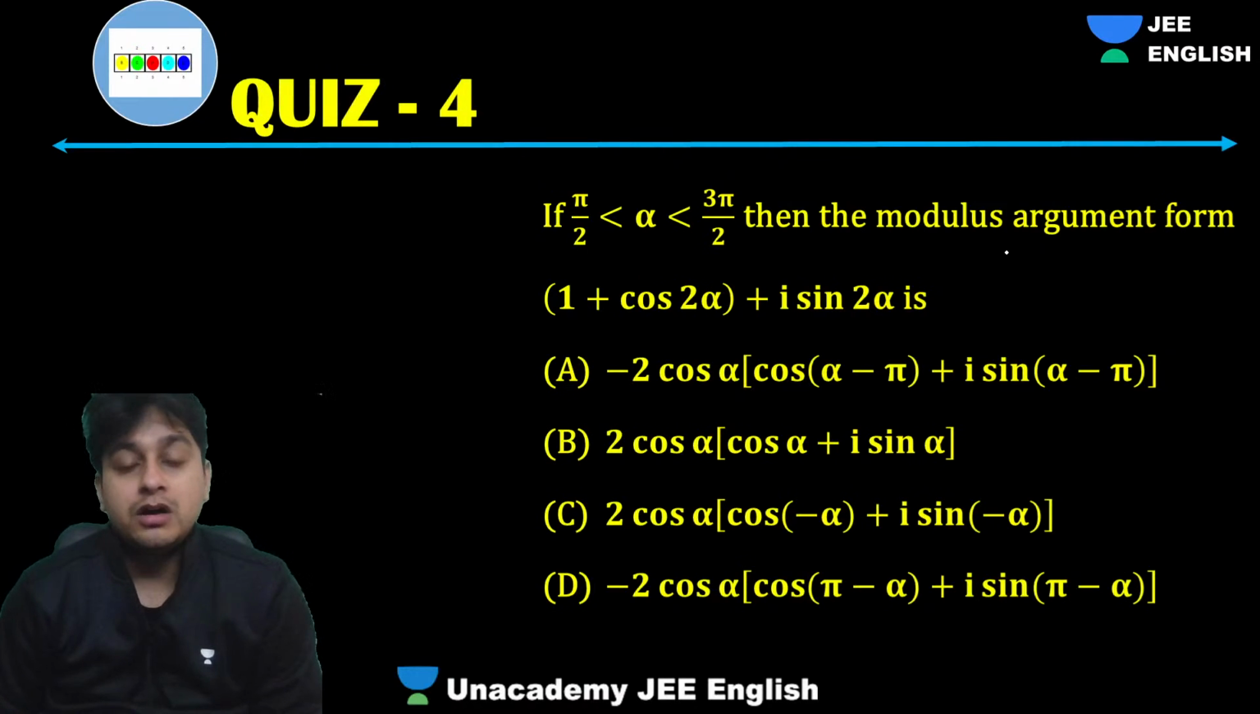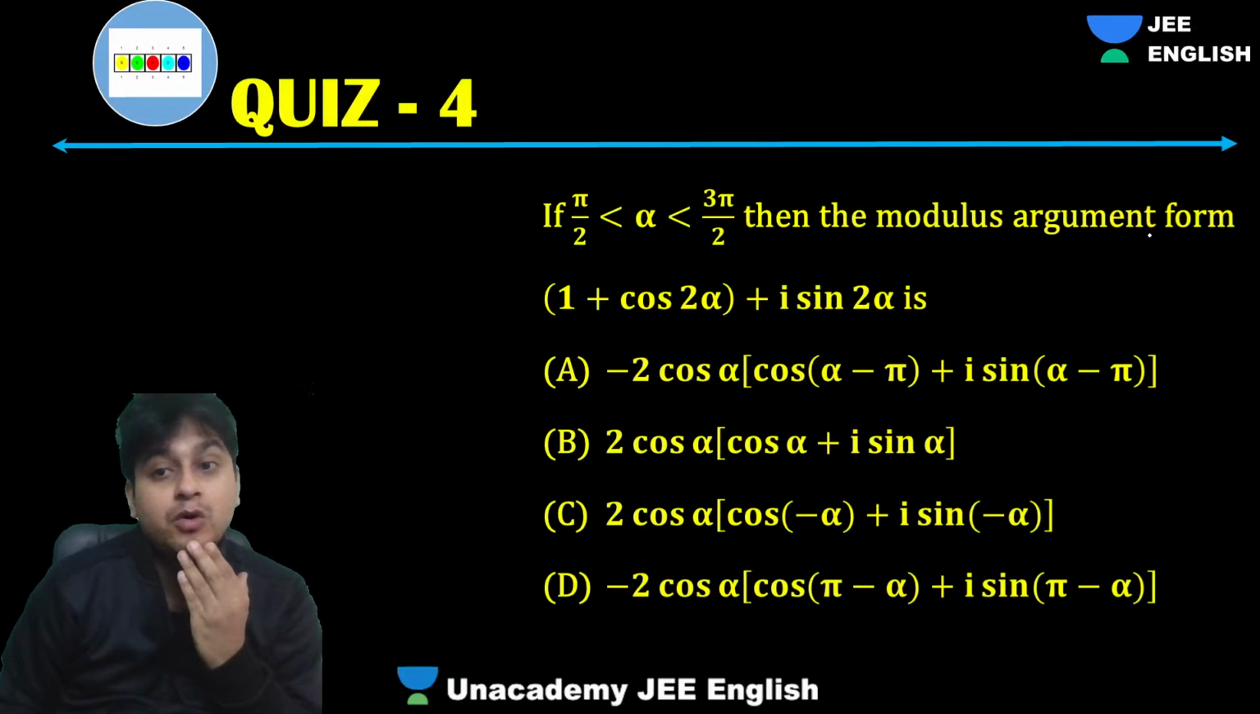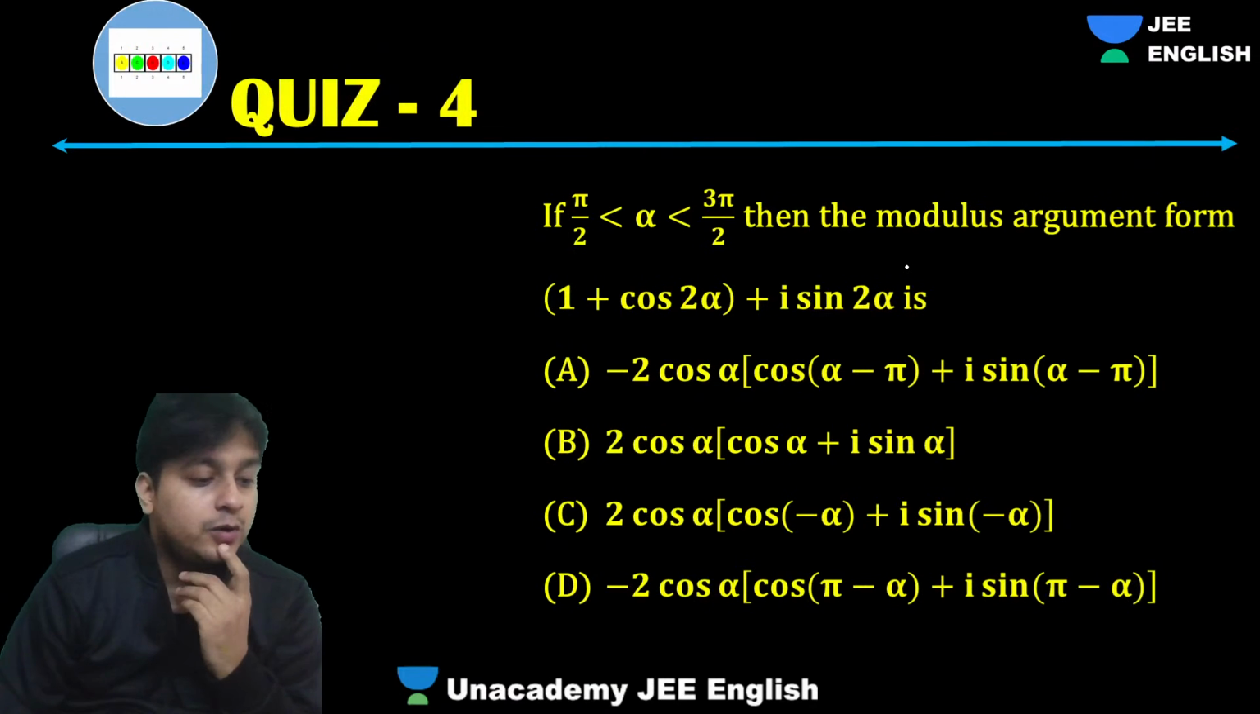So we have been given alpha is between pi by 2 to 3 pi by 2. Then we want to find out the modulus argument form of this one. How do we do it? Come on, quickly.